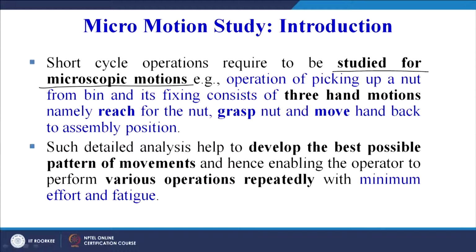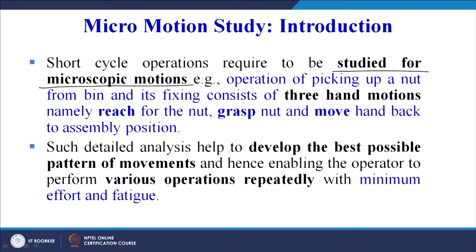There we can see what the movement of the limbs is, how the hands are moving, how the feet are moving, what the basic motions are that are being done by the hands. In those cases it is much more relevant, because if we are able to economize, we are able to optimize the motions in such a way that the effort is reduced, the worker will be more productive, or the labor productivity will improve. So the short cycle operations require micro motion study.